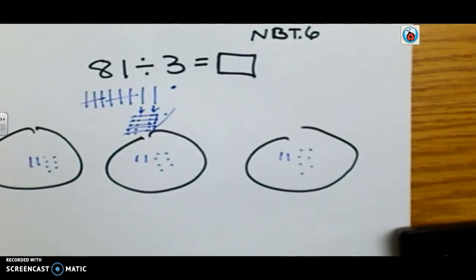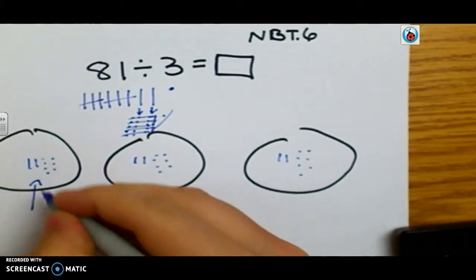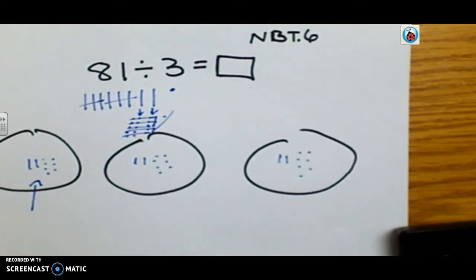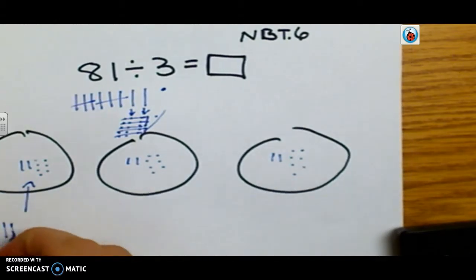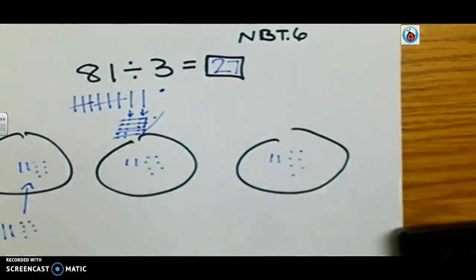So in a division problem, you're trying to figure out how many is in each group. So if I find the total in one of these, that will give me the answer or the quotient. So that is 20, and then I have 7 ones. So the answer to this problem is 27.